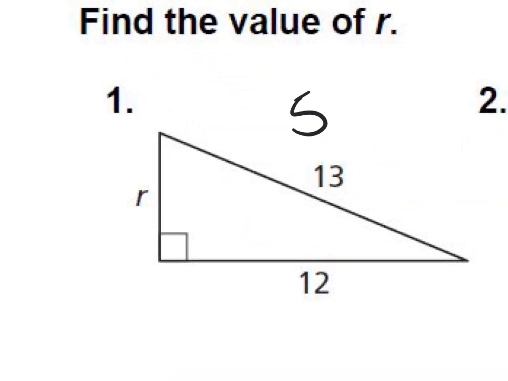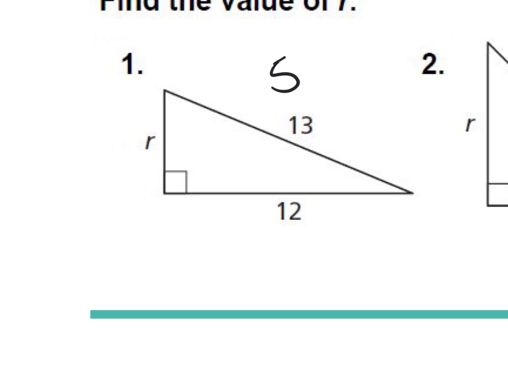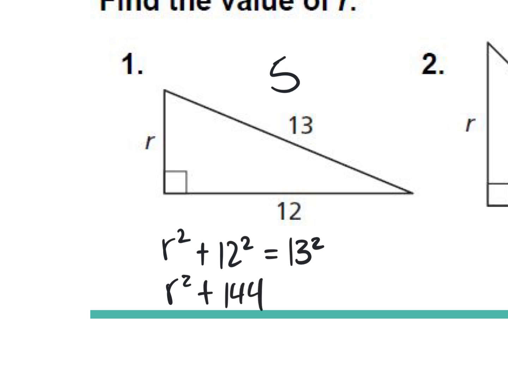For number one, what do we do in number one? John: A squared plus B squared equals C squared. Yay, what is that called? Yeah, buddy. So a squared in this case, we're going to make what? R squared. Okay, so r squared plus 12 squared equals 13 squared. Okay, why did the 13 have to be the C? Very good, and it's also the hypotenuse. Excellent. So when we square these, we should get r squared plus 144 equals 169.